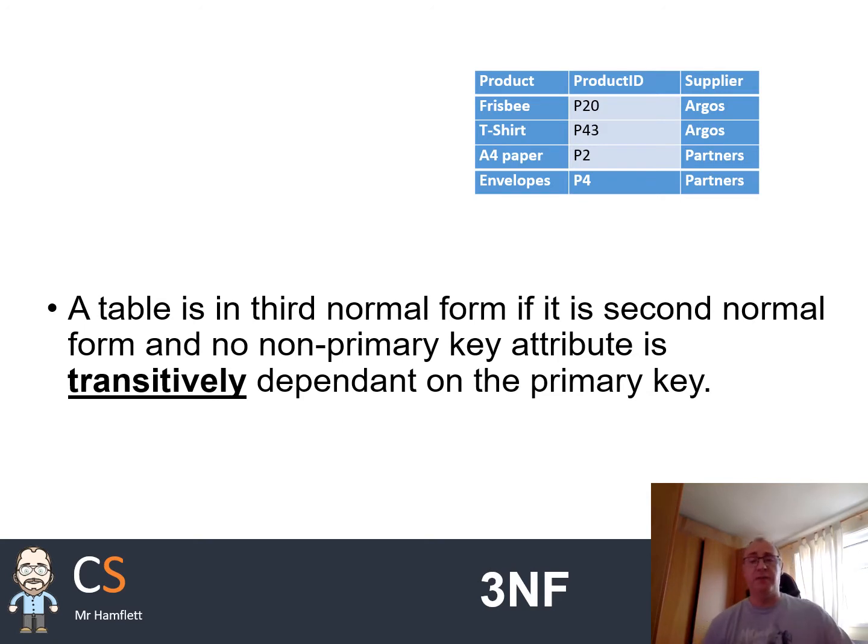One of the nice things about third normal form in the exam is that it's normally fairly obvious. It's not something that's difficult to spot, but it's difficult to explain maybe why it is a transitive dependency. I think that second part is harder than actually spotting it in the first place. Okay, and I'll go through that with you now.